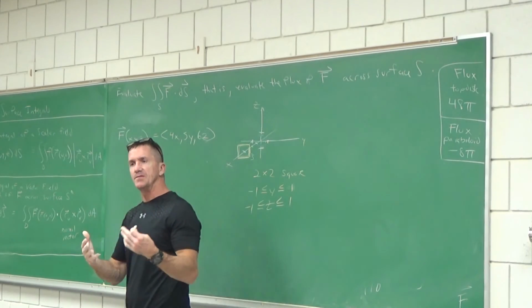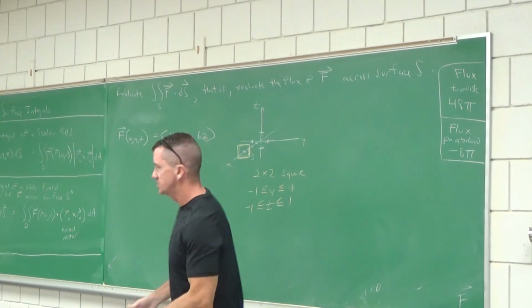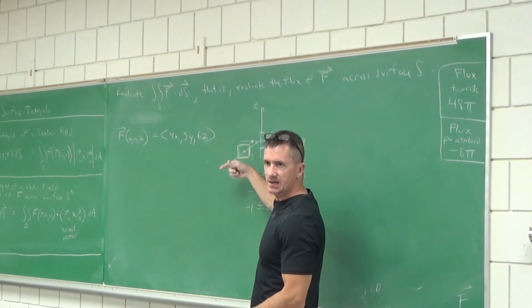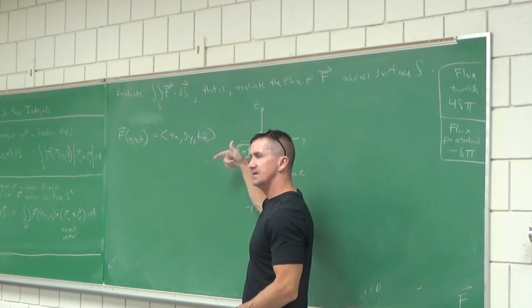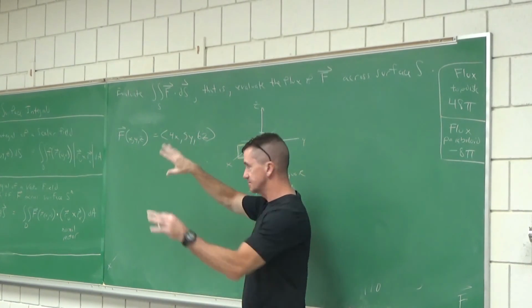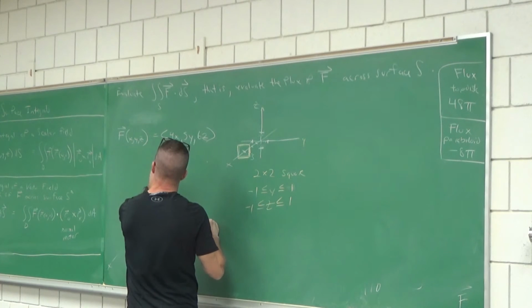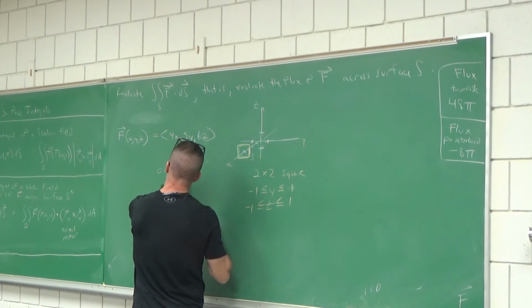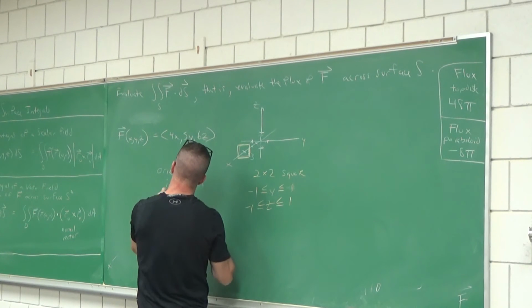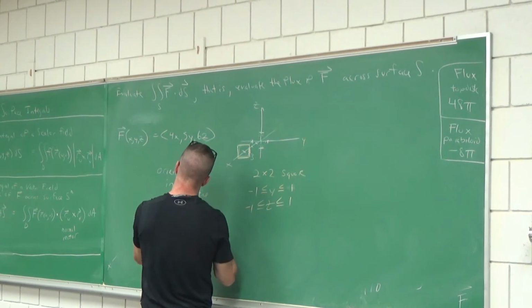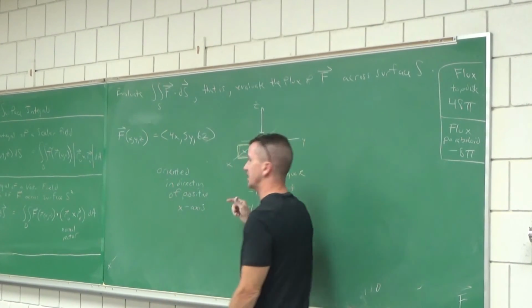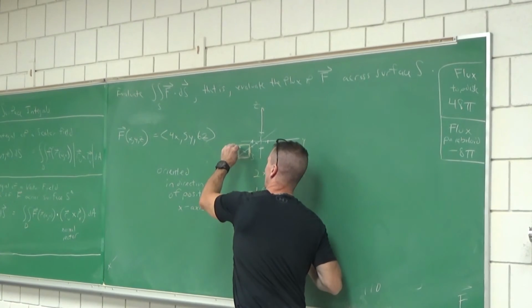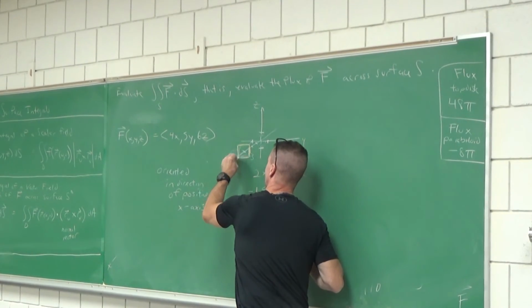But this is where I've got to be very clear about the orientation. So how about oriented in the direction of the positive x-axis? Oriented in the direction of the positive x-axis. And then can you find the flux across that? Which way are they going? So let's put some arrows on here. Oh, they're going this way.